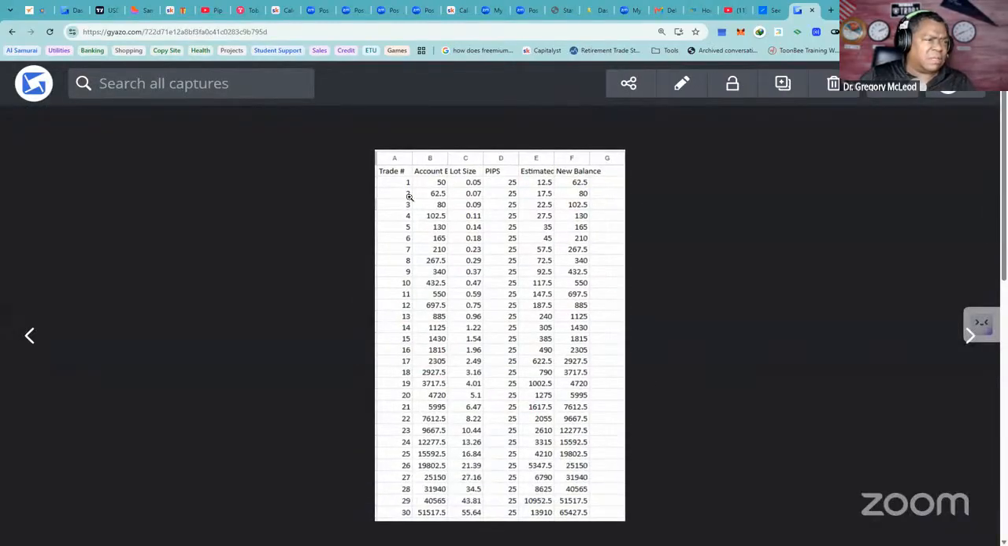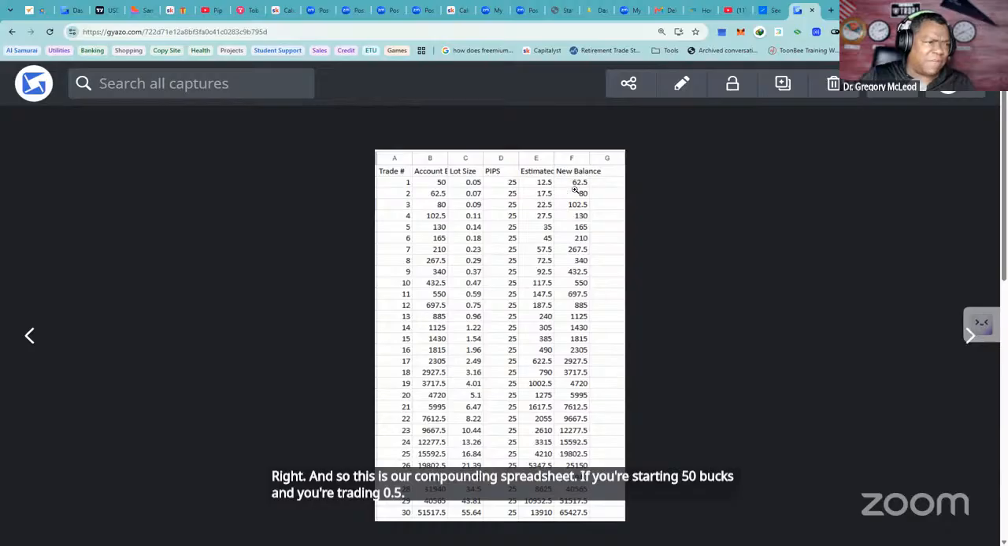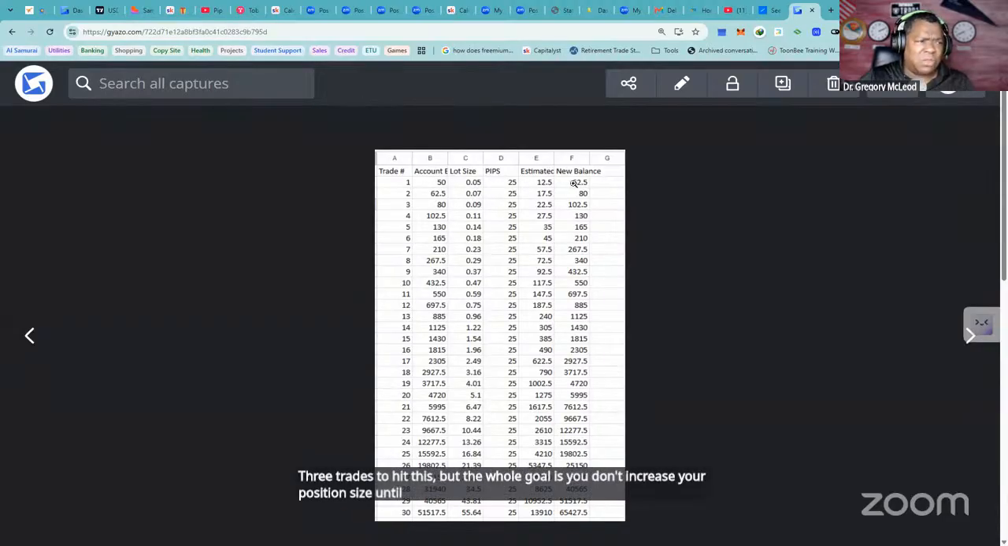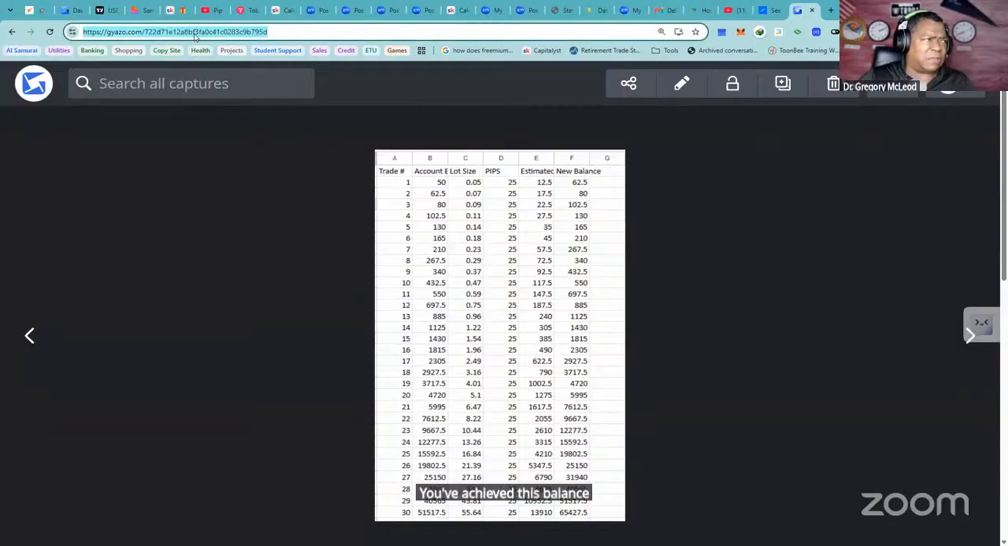Right. And so this is our compounding spreadsheet. If you're starting with $50 and you're trading 0.5, made 25 pips, you're able to move this. Now, it might take one trade, two trades, three trades to hit this, but the whole goal is you don't increase your position size until you've achieved this balance target. And if you keep doing that, faithful with little, compounding over time, you might move. And if you move back or if you lose money, well, then you don't keep your position size.